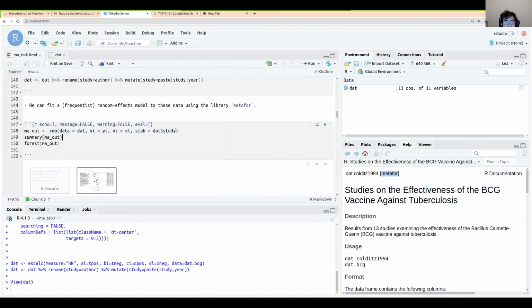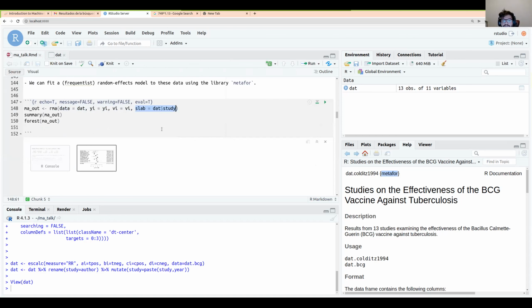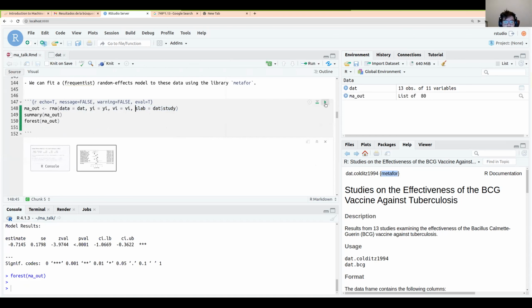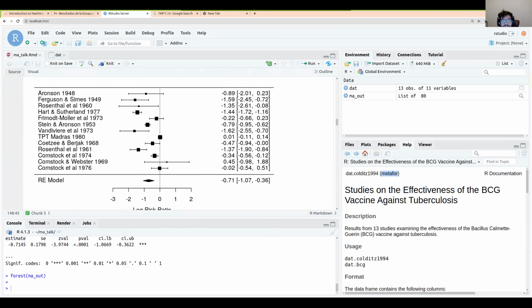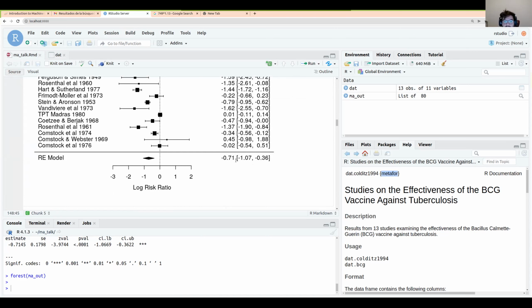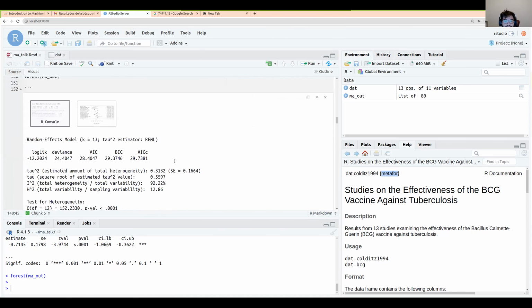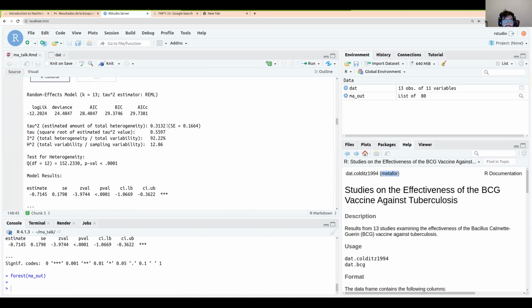So this is how you do it in metafor. You use rma, specify the data, which one is yi and vi, and if you want, give a label to your studies, and you can print a forest plot, right? So the forest plot under metafor will look like this. This is the effect size for each study, and we have the mean effect size. Here I'm not showing the estimate of the between-study variance, but if we saw it in our R console, tau square, our best estimate is 0.31.